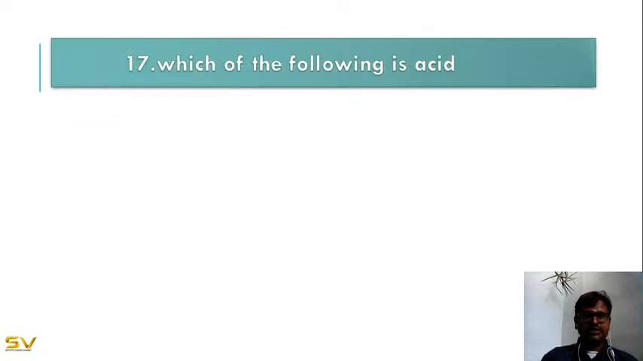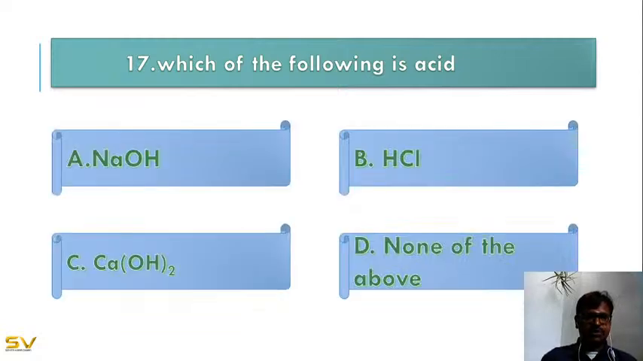Which of the following is acid? So among the following, which is an acid? NaOH, HCl, CaOH twice, none of the above. So which is an acid? So NaOH, HCl, CaOH twice, none of the above.